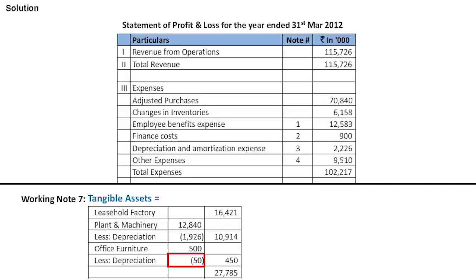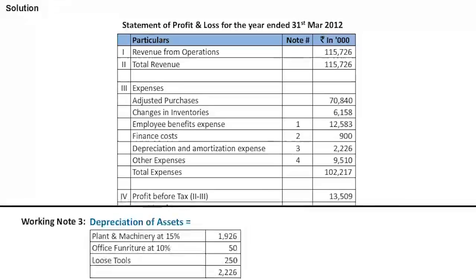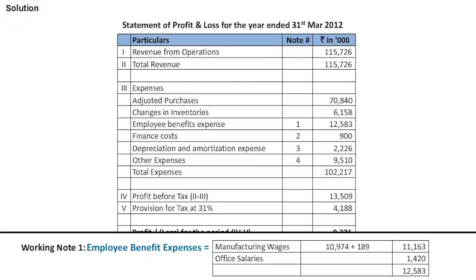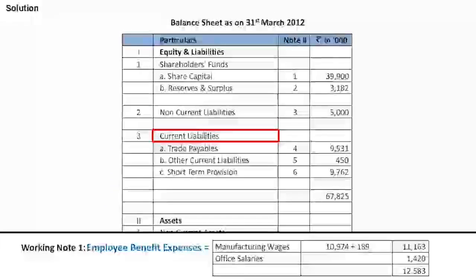So 1,926 and 50 rupees will be part of your statement of profit and loss. You will have a separate schedule in notes to accounts, 1,926 and 50 rupees. So manufacturing wages outstanding 189 and 120 office salaries we have already seen. We have added them to the respective items in employee benefits, and they are already part of your current liabilities. We have added that there.